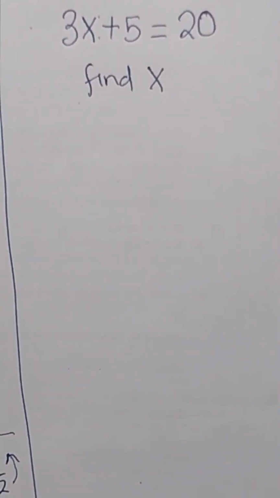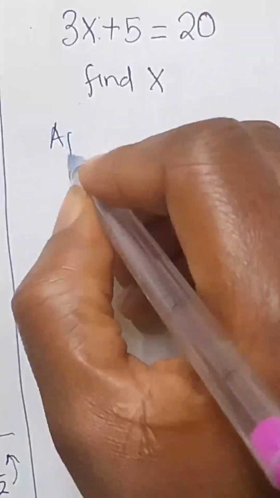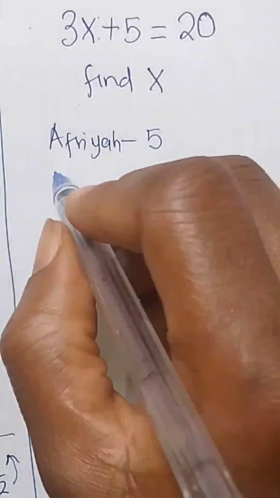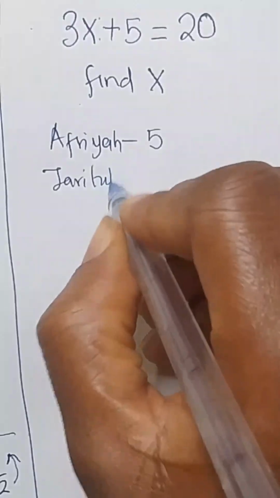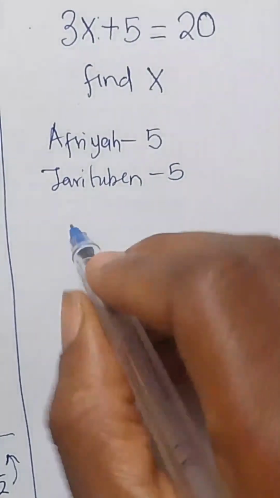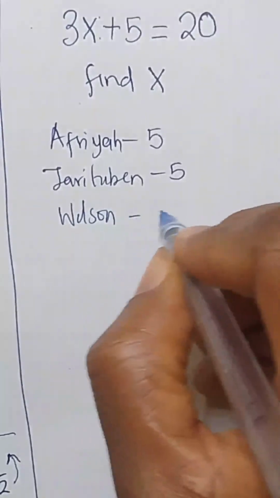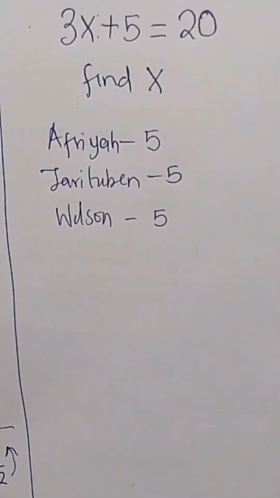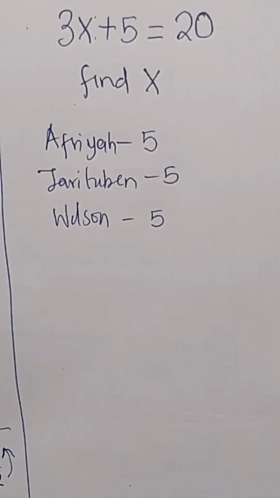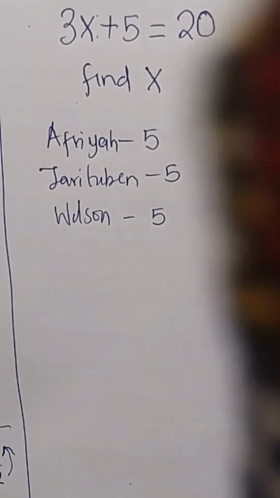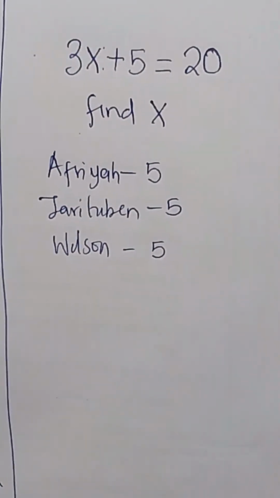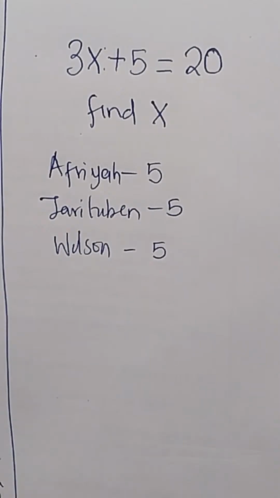Okay. Wow, Shreya, you say 5. Okay. 5. Jaribu 10, okay, 5. Wilson, 5. We need more answers. So let me clean my camera screen a little. All right. I clean it from time to time so that it will be clear. So more answers. We have 3 already.